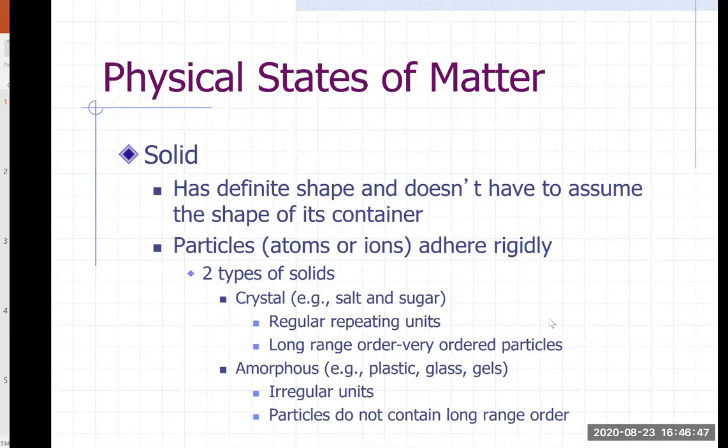Matter can have different physical states. We're going to look at 4 different physical states, starting with the solids. Solids have definition in their shape. They don't have to assume the shape of their container. The particles, that is the atoms or the ions that the solid is composed of, adhere rigidly to one another. They line up like soldiers.